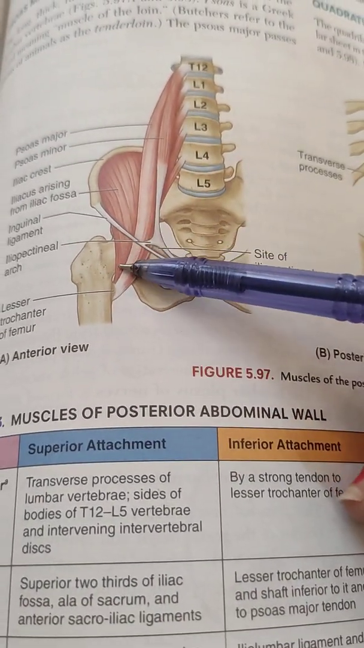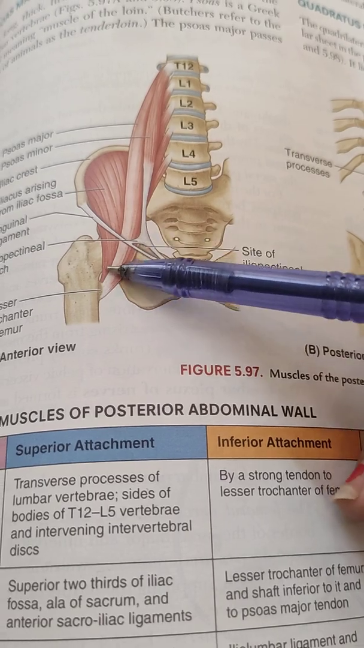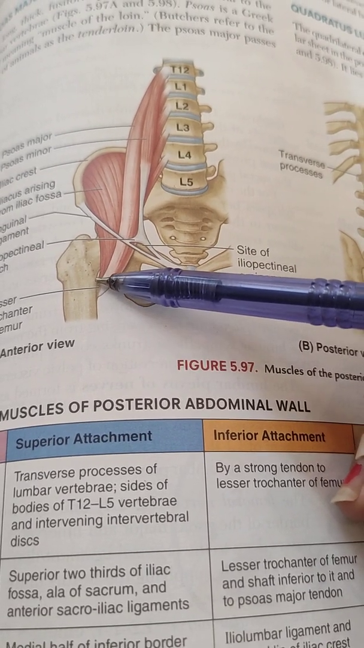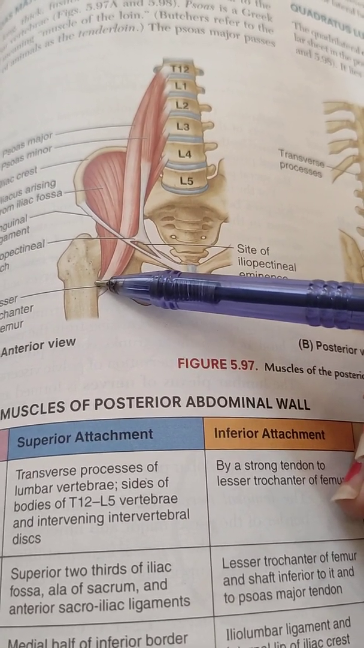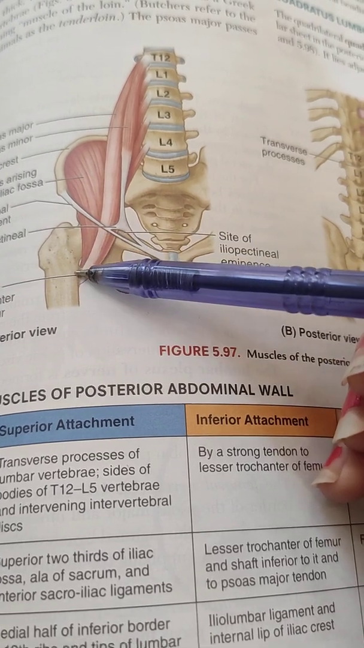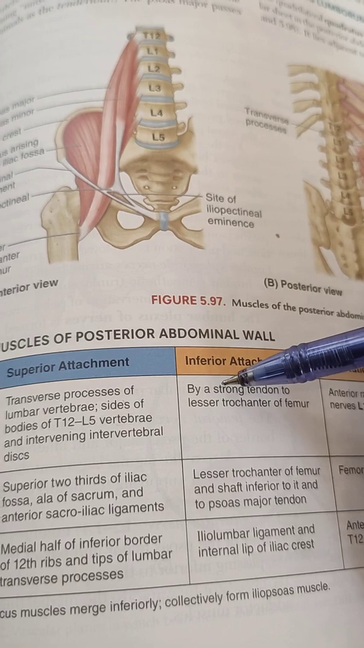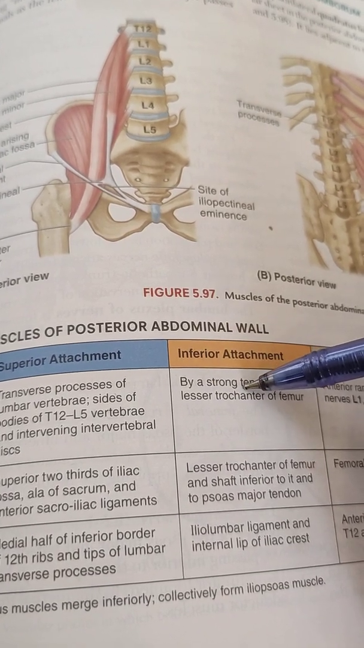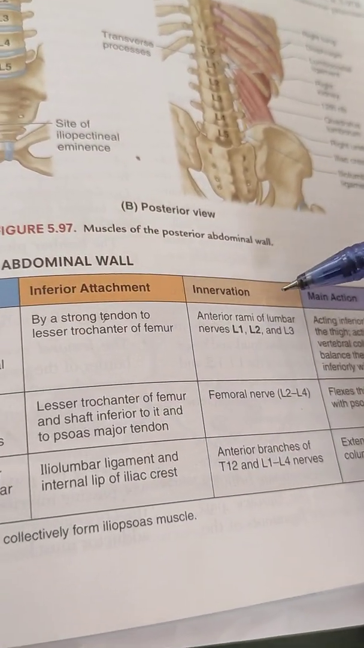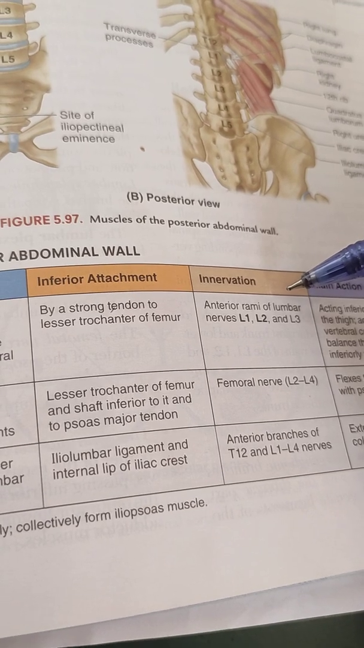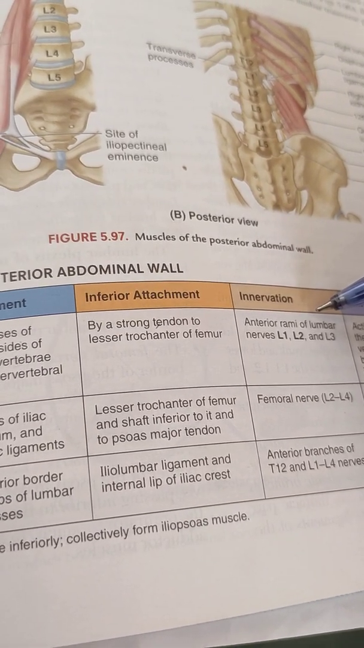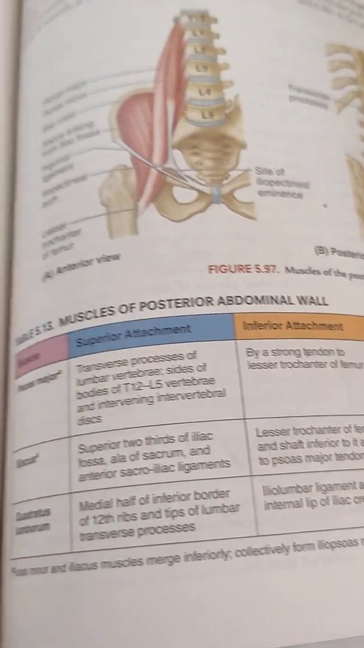While if you can see this oblique muscle, it has taken the course and attached to the lesser trochanter of the femur. This is the greater trochanter and this is the lesser trochanter of the femur. So by a strong tendon it is attached to the lesser trochanter of the femur and it is innervated by L1, L2 and L3 nerves, which are anterior rami of lumbar nerves.